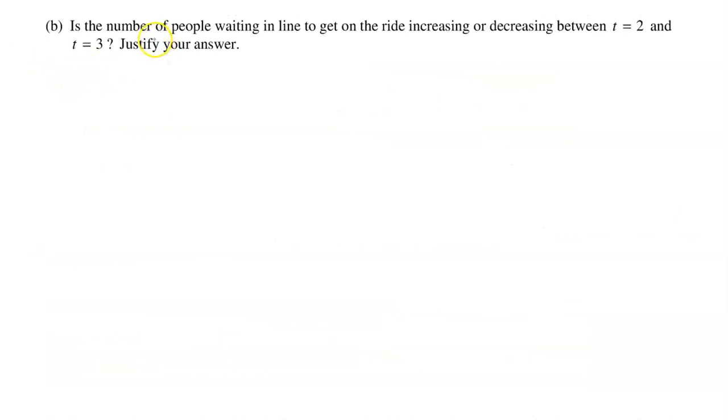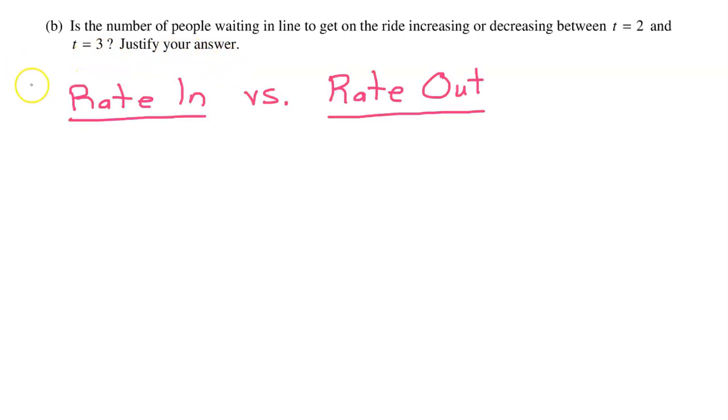Part B. Is the number of people waiting in line to get on the ride increasing or decreasing between t equals 2 and t equals 3? Justify your answer. The easiest way to decide if the number of people waiting in line is increasing or decreasing is to compare the rate in versus the rate out. The rate in is given by the function r of t. That's the graph that we are given, which shows the rate in at various times.